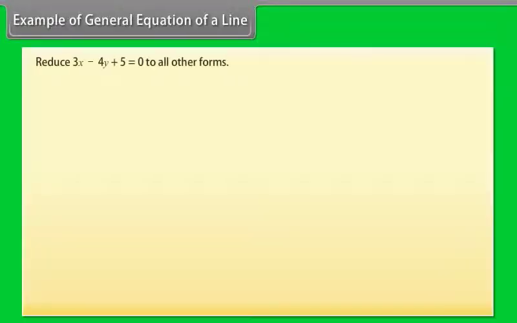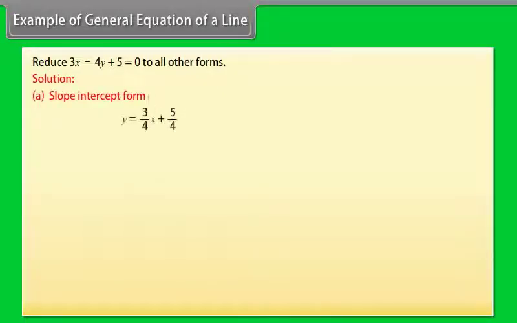Example of general equation of a line. Reduce 3x - 4y + 5 = 0 to all other forms. Solution. Slope-intercept form. y = 3/4 x + 5/4, where m = slope = 3/4, and c = 5/4 is the y-intercept.